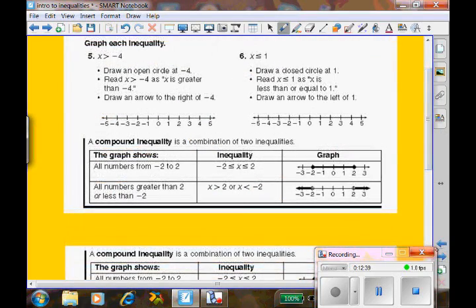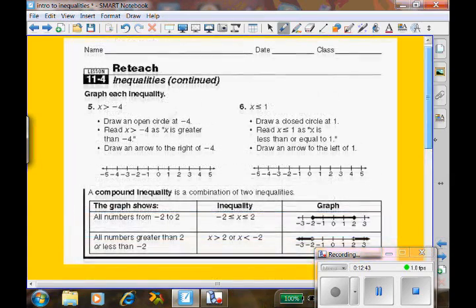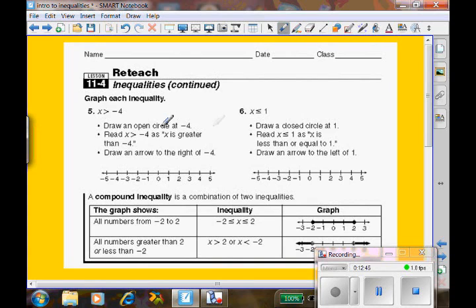Okay, so I think I jumped ahead of myself. Oh yeah, here we go. Here's what I want you to do. On the back of your page, number 5 and number 6, this will walk you through step by step how to graph the two inequalities given, this one and this one. So you can go ahead and pause me and do those two on your own and then check back as soon as you're done and see if you got them right. Pause.